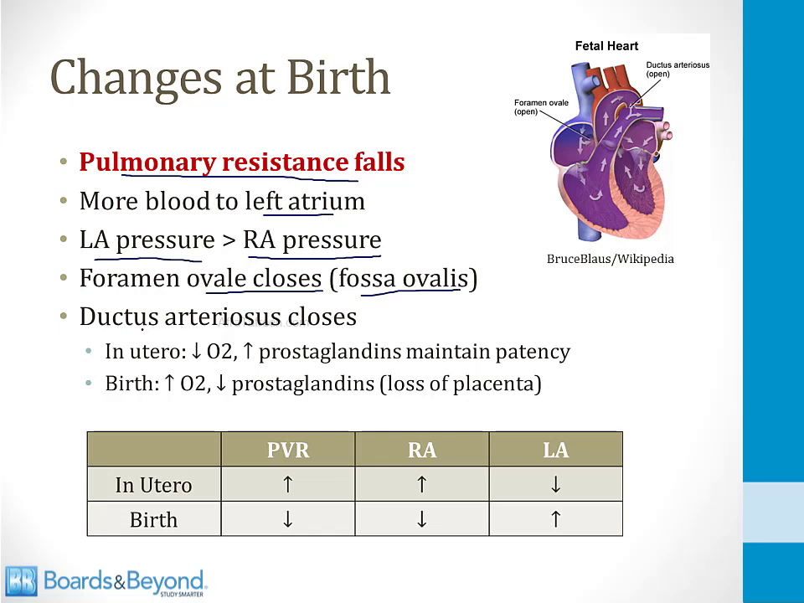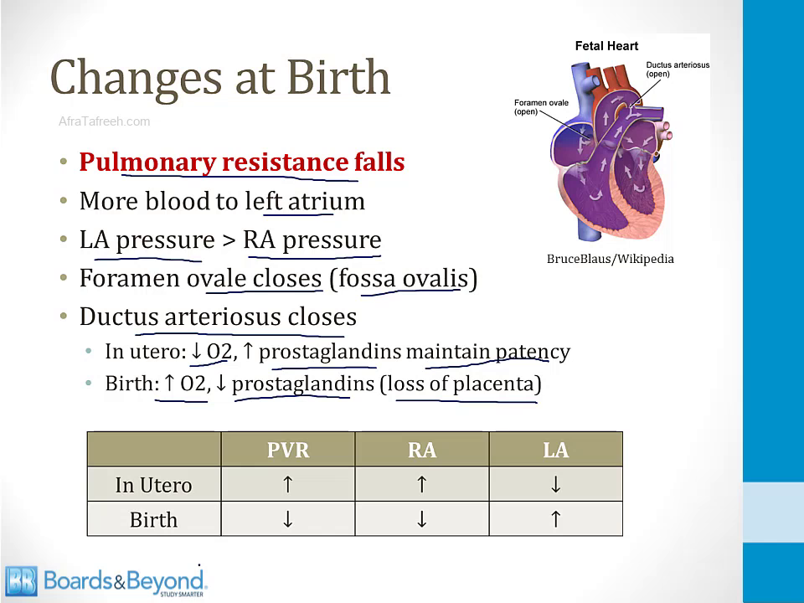The ductus arteriosus, the other bypass of the lungs, will also close. In utero, you have relatively low oxygen tension in the ductus arteriosus, and you have lots of prostaglandins around coming from the placenta. This maintains the patency of the ductus arteriosus. At birth, the oxygen content of the blood in the ductus arteriosus rises because the lungs start to work, and the level of prostaglandins falls because you lose the placenta, and these are the two major triggers for closure of the ductus arteriosus.